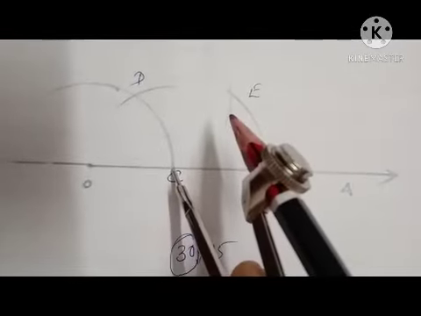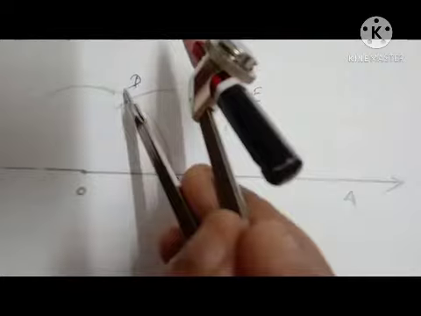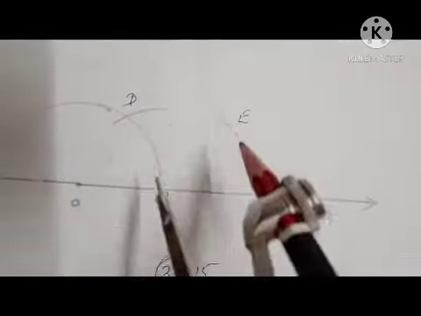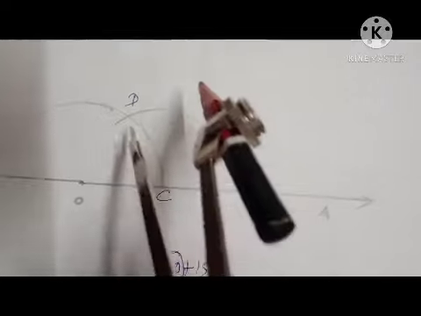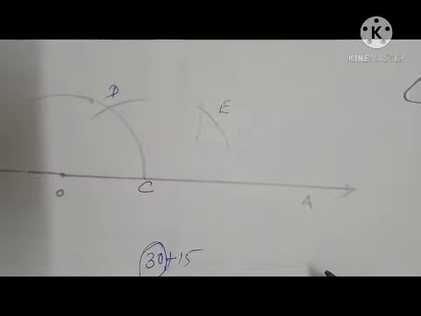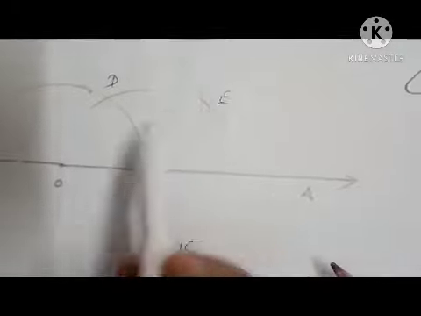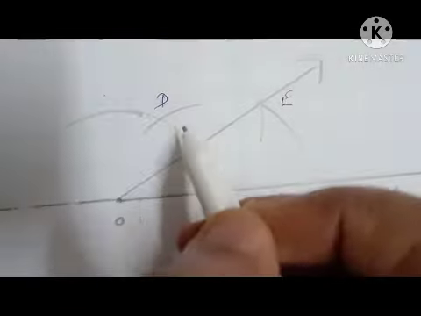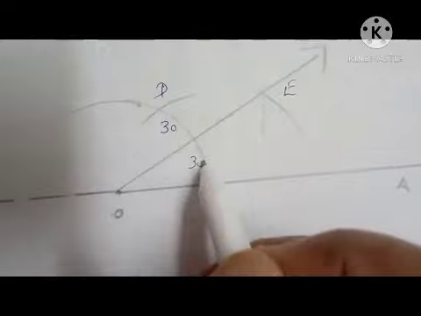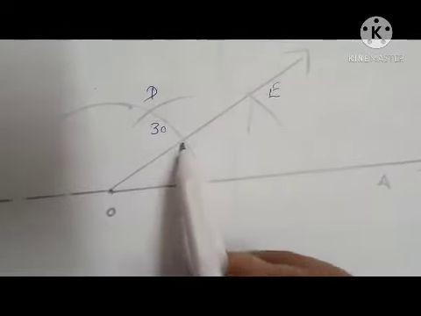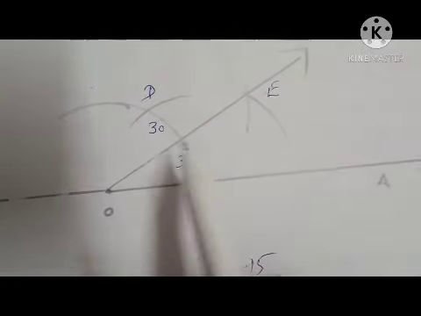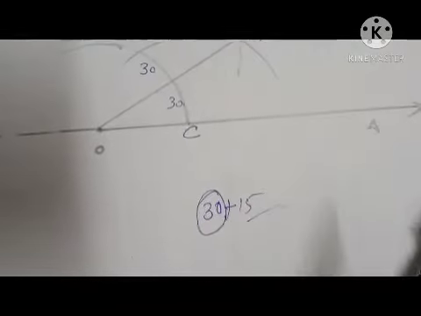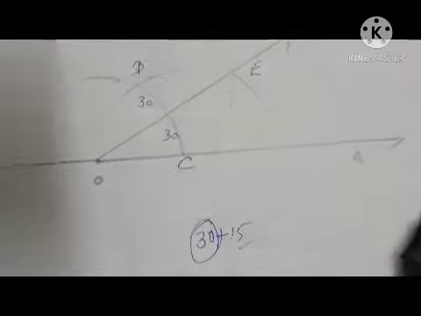For that we have to draw the arc from C and D with the same measure. So here I draw the arcs from C and D with the same measure. Then I got another intersecting point E. Now I have to join these points O and E. This is 30 degree, this is also 30 degree. This 30 degree we need. Then we have to draw the bisector of 30 for getting this 15 degree. For that what we should do?